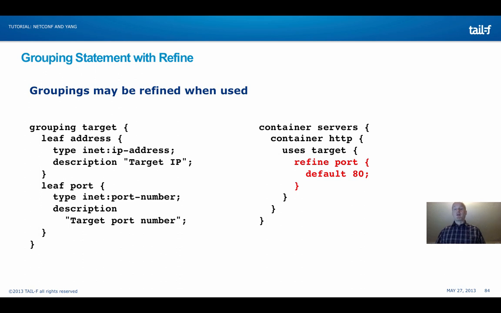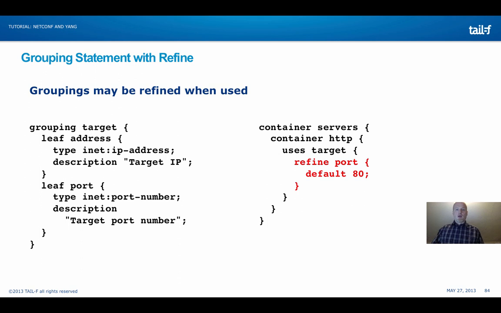Groupings can also be refined. Here again we have the grouping target with an address and the port. Later on in my data model I have a container servers HTTP which uses the target grouping. However, it refines the port definition. The port definition in general can be any port number. It can still be any port number, but the default configured port number in this case is 80. So configuration leaves can have a default value, and that's what I'm doing here. I'm putting a default 80 for the port number.